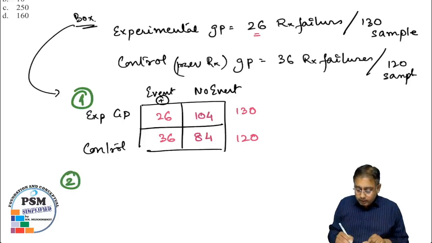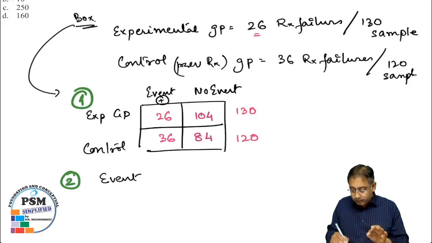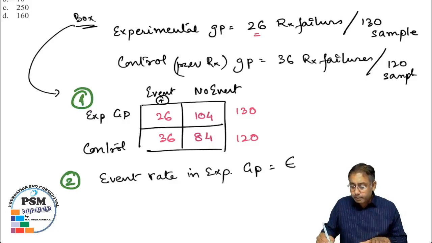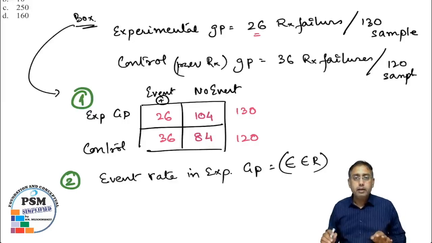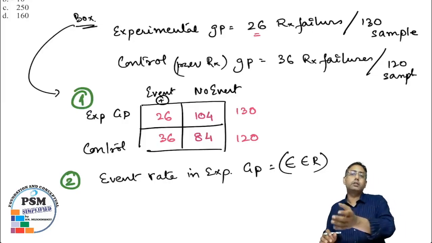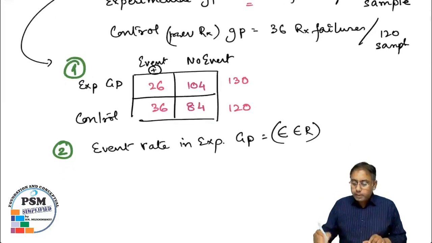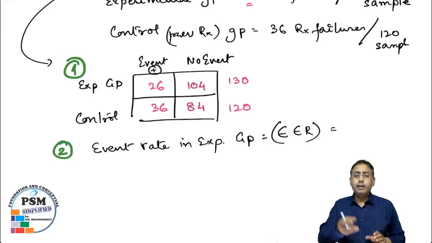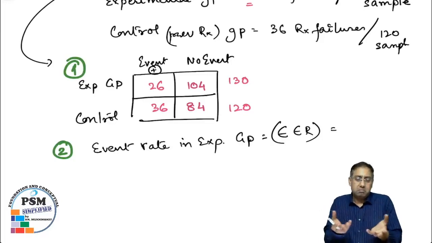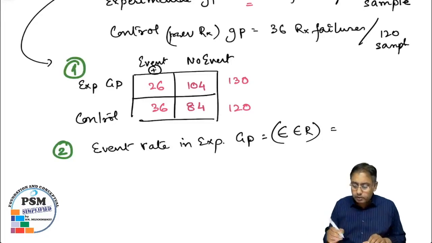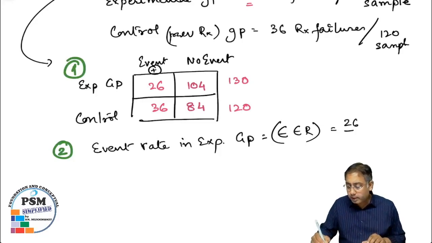Step number 2: calculate the event rate, listen to it carefully, in the experimental group. That is known as the experimental group event rate. We call it EER. EER is the event rate in the experimental group. So how much is the event rate in the experimental group? How many deaths happened within the total? That's what it technically means. So how many deaths can you see? You can see 26 deaths divided by 130.